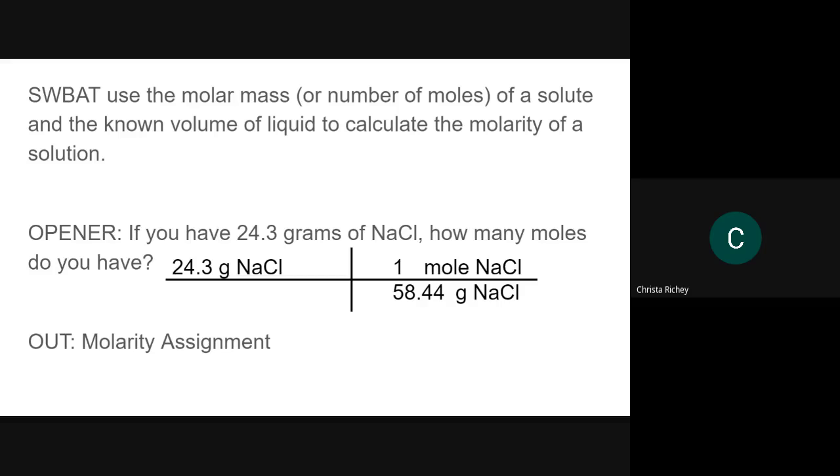So 24.3 divided by 58.44, and I'll round it to three numbers, gives me 0.416 moles of salt.